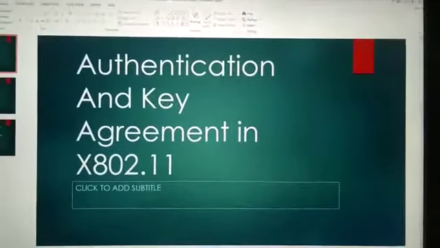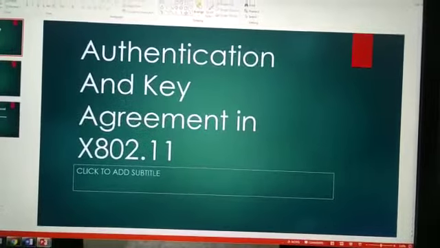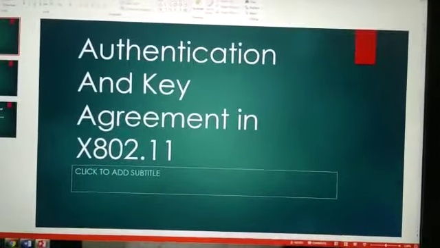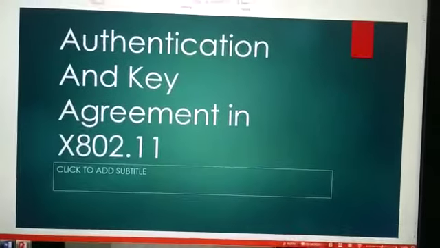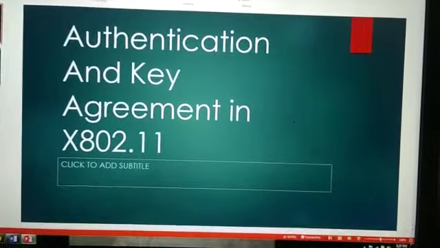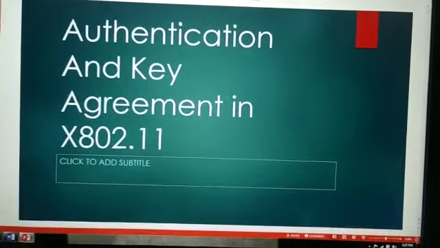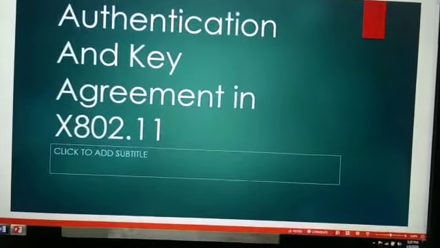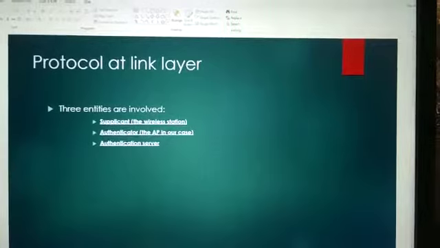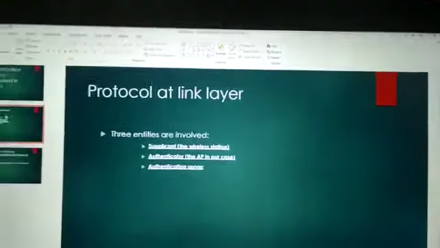Okay, the next topic is authentication and key agreement in 802.11. In the first part we'll see how authentication happens, and in the second part we'll see key agreement. So in this video we will just be seeing how authentication happens. Now, coming to the authentication process, the protocol that is used for authentication mostly operates at the link layer.